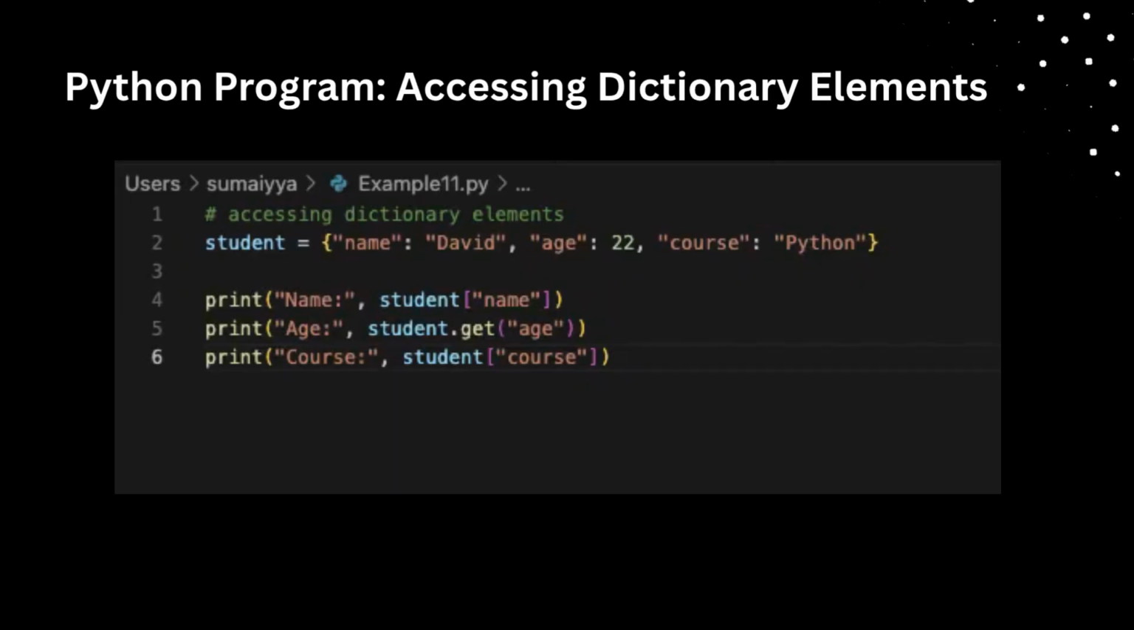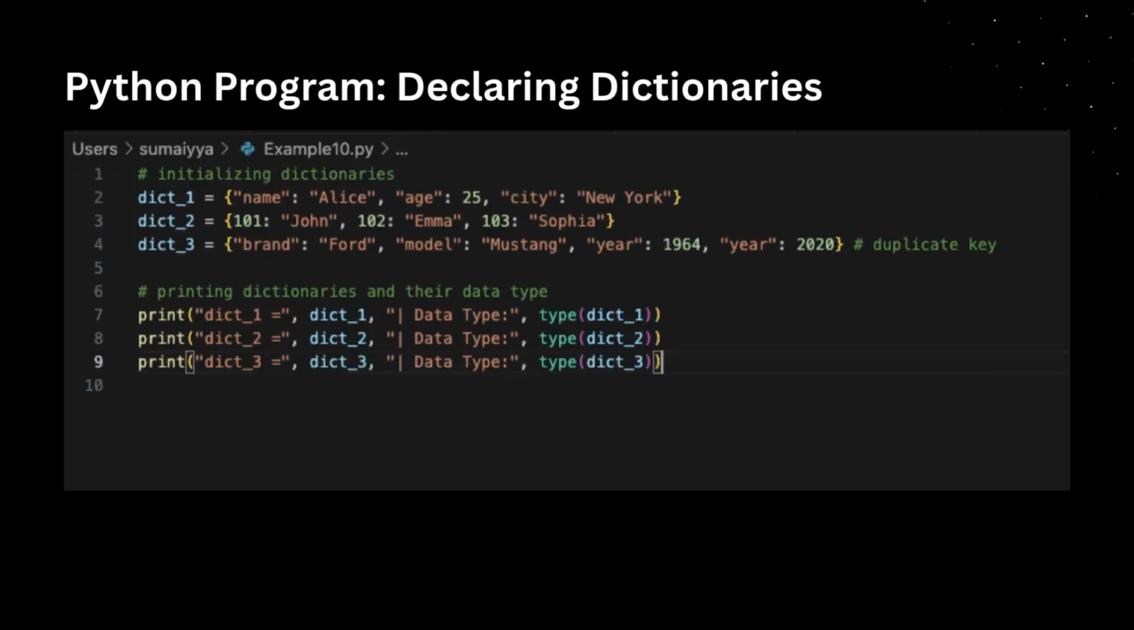A dictionary stores values as key-value pairs. Keys must be unique and immutable, while values can be of any type. For example, in dictionary 1 we have personal details like name, age and city. In dictionary 2, roll numbers are mapped to student names. Notice in dictionary 3 that if a duplicate key is used, Python keeps only the latest value.